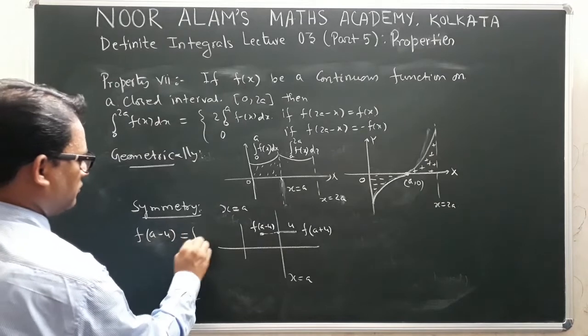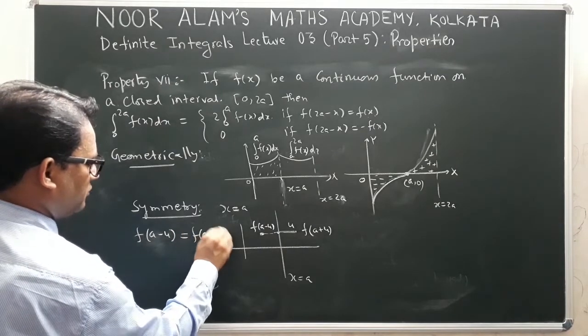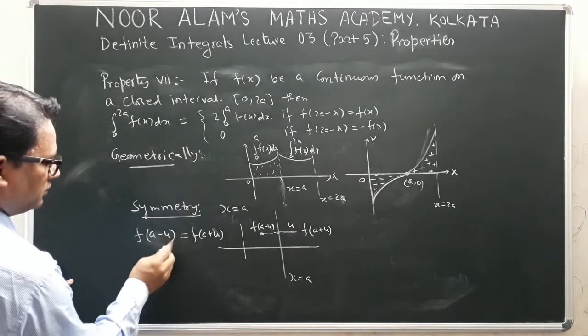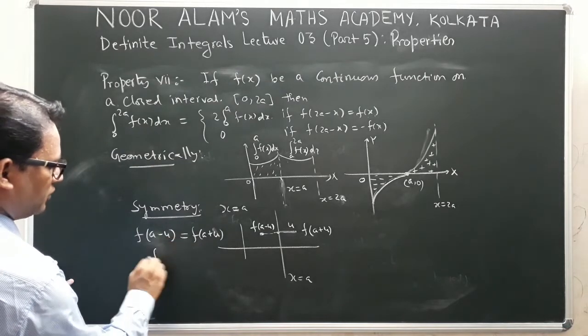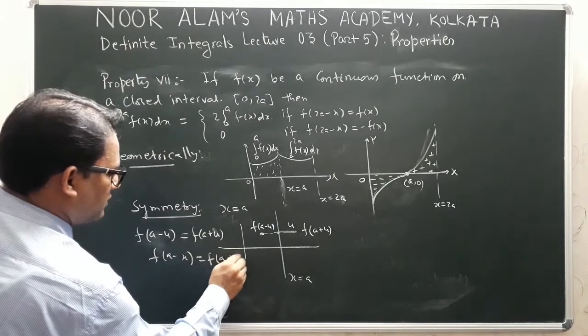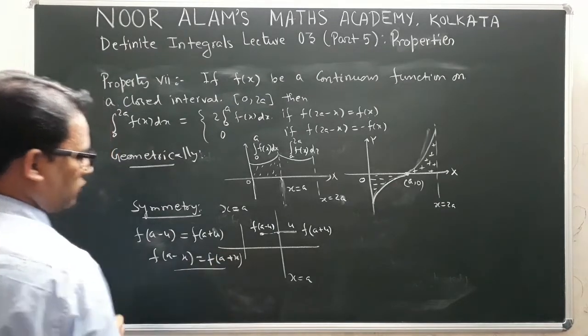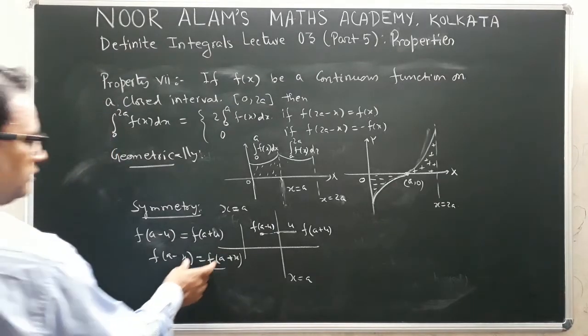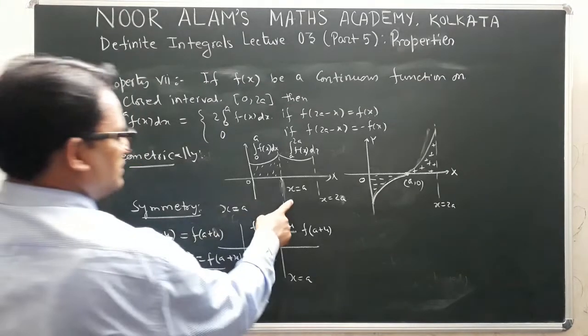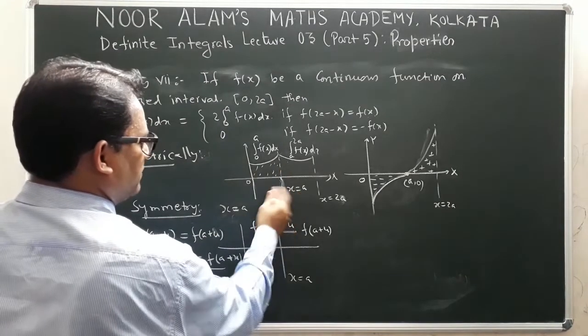f of a minus u is equal to f of a plus u with respect to the line x is equal to a. Now you can substitute u by x, so you can write that f of a minus x is equal to f of a plus x. If the curve follows this, then we say that the curve is symmetric about the line x is equal to a. So now in this case our curve is symmetric with respect to the line x is equal to a.